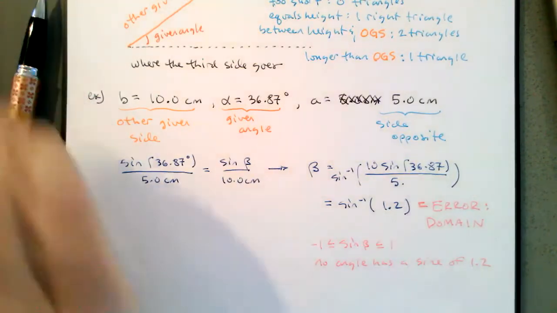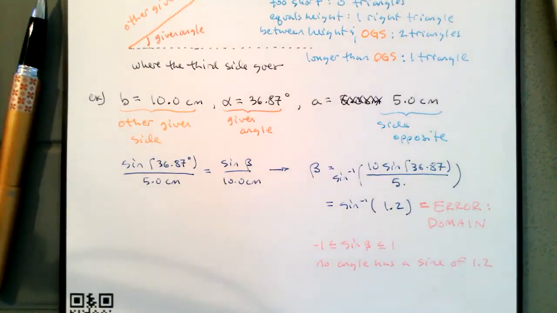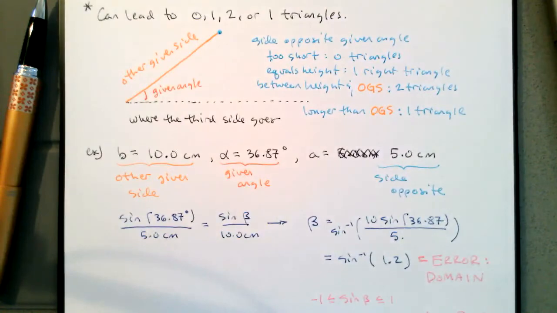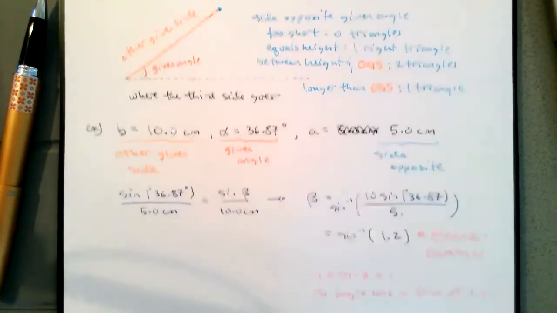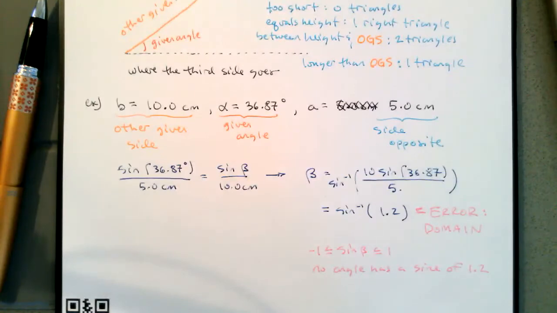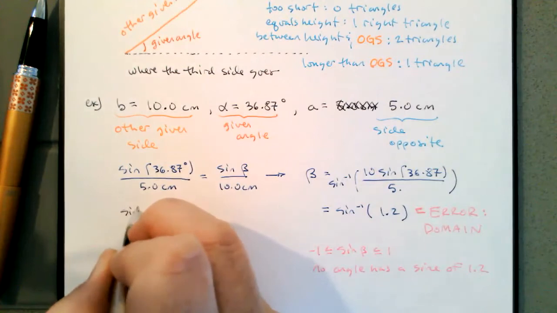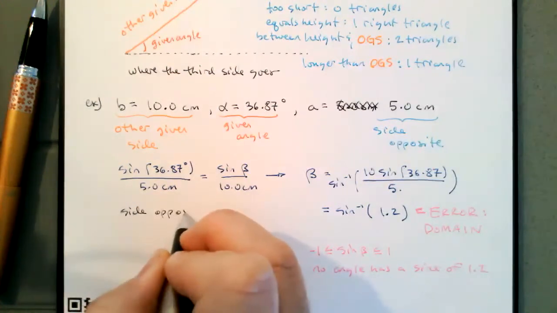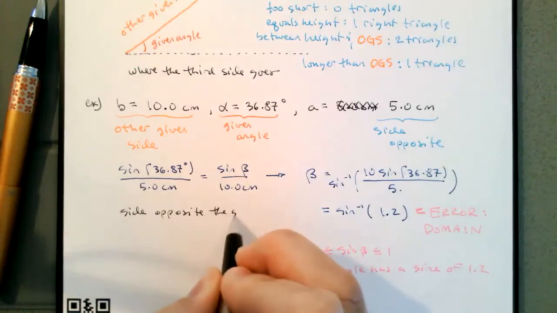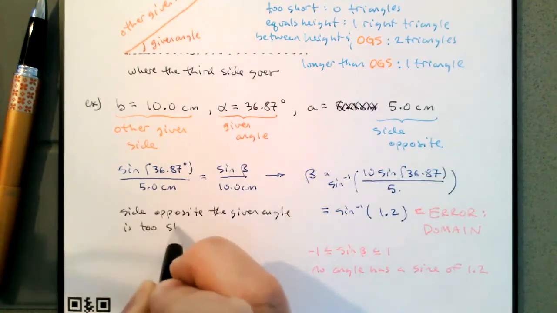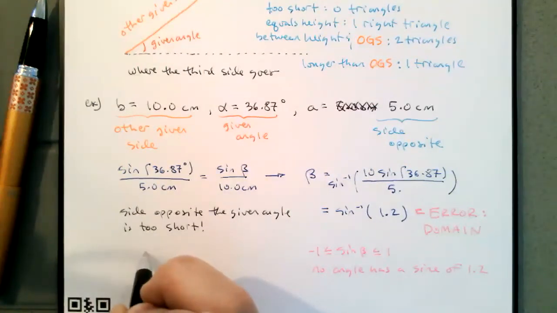The way we interpret this error when we're trying to find the sine inverse is to see that the side opposite the given angle is too short, and so we're getting no triangles. So the side opposite the given angle is too short, so we have no triangles. That's the interpretation here. The side opposite the given angle is too short. No triangle.